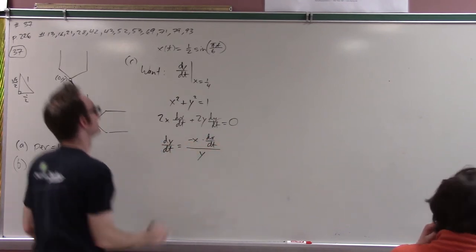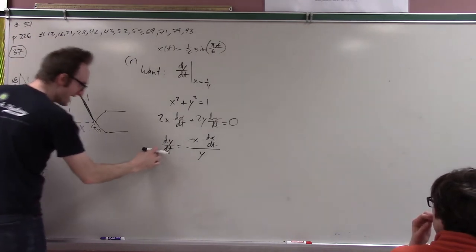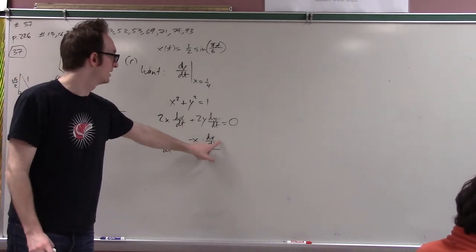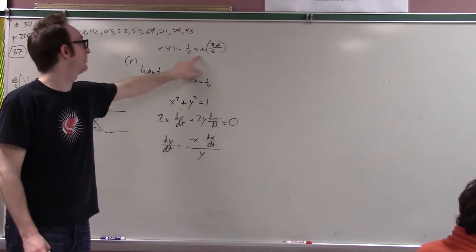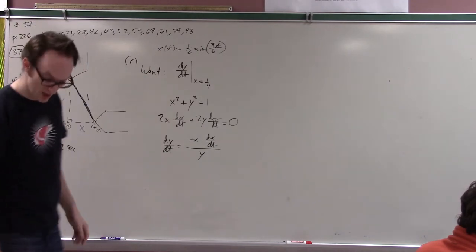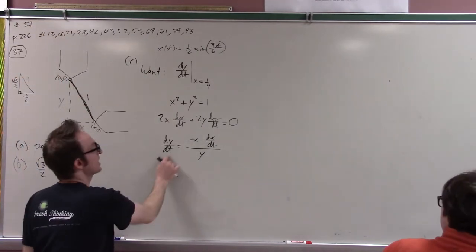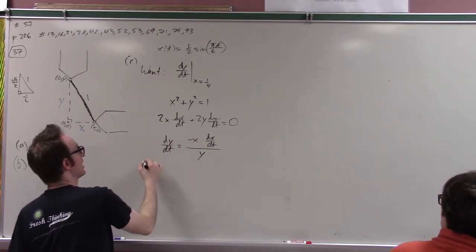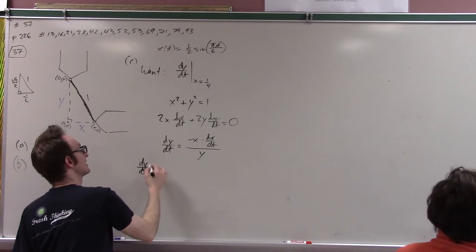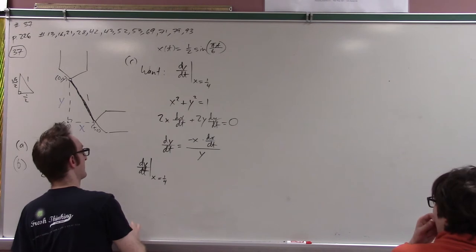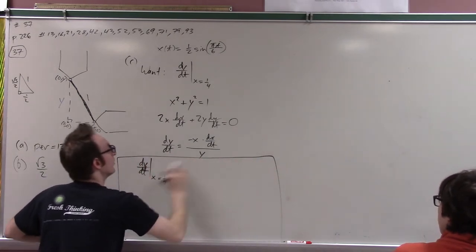dx/dt over y. All right, but now, when I go to actually evaluate this, unlike all the previous problems we've done, dx/dt is not a constant. dx/dt is determined by this function, which I have explicit access to. So this is my formula in general for the relationship between x, y, dx/dt, and dy/dt. But what I really want is dy/dt at x equals 1/4. Okay. So, well, what is that?